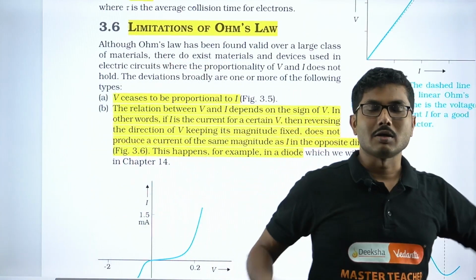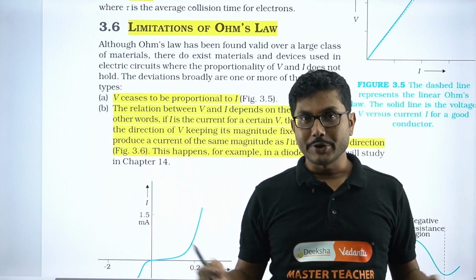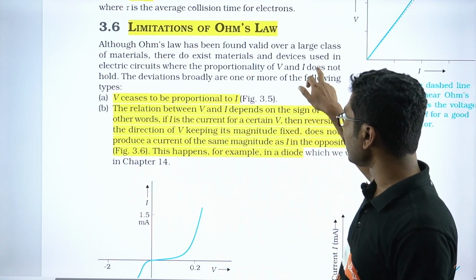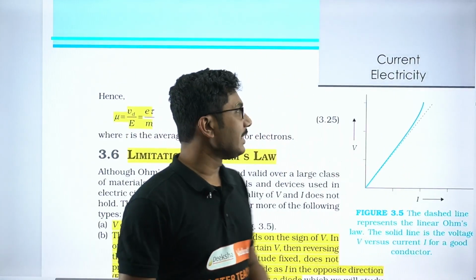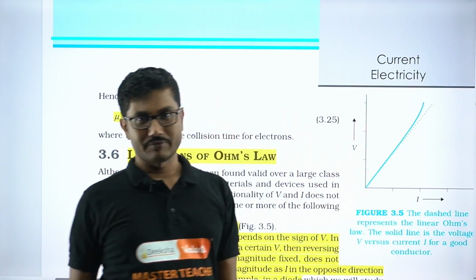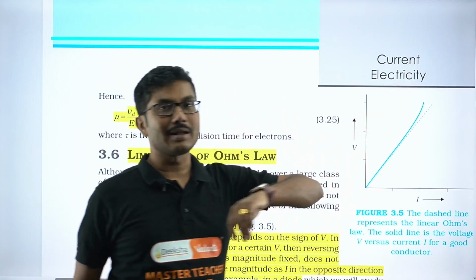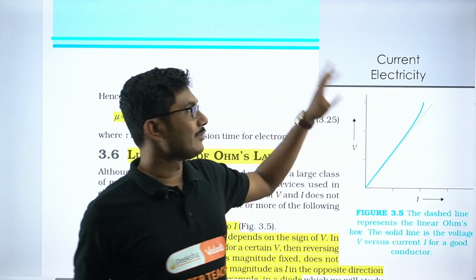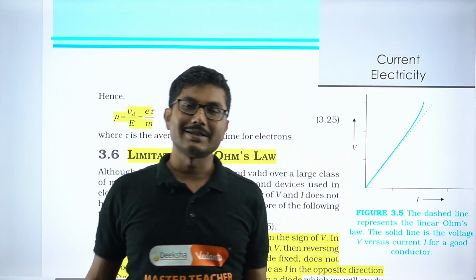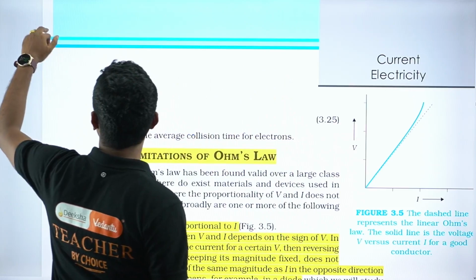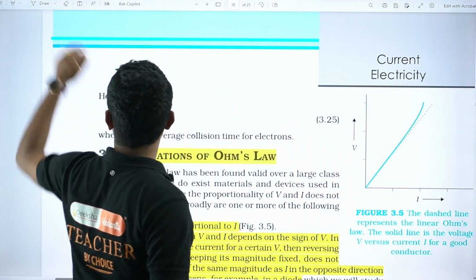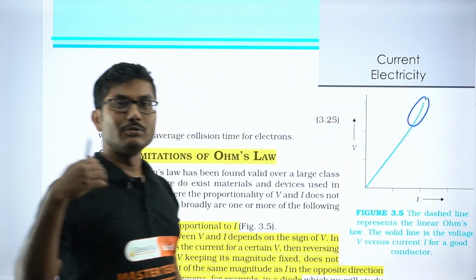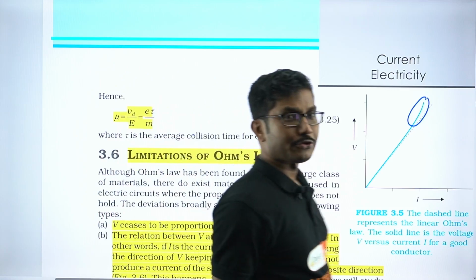Now limitations of Ohm's law. Ohm's law is not universal. There are some limitations of Ohm's law, very very important. First line is they have mentioned that V ceases to be proportional to I. So initially when V is proportional to I, you get a straight line graph. This dotted line represents an ideal ohmic conductor. So if you increase the current, the corresponding voltage will keep on increasing in a straight line fashion. But after it, if the temperature of the conductor changes, then after some time this graph slowly is no longer proportional, V is no longer proportional to I.